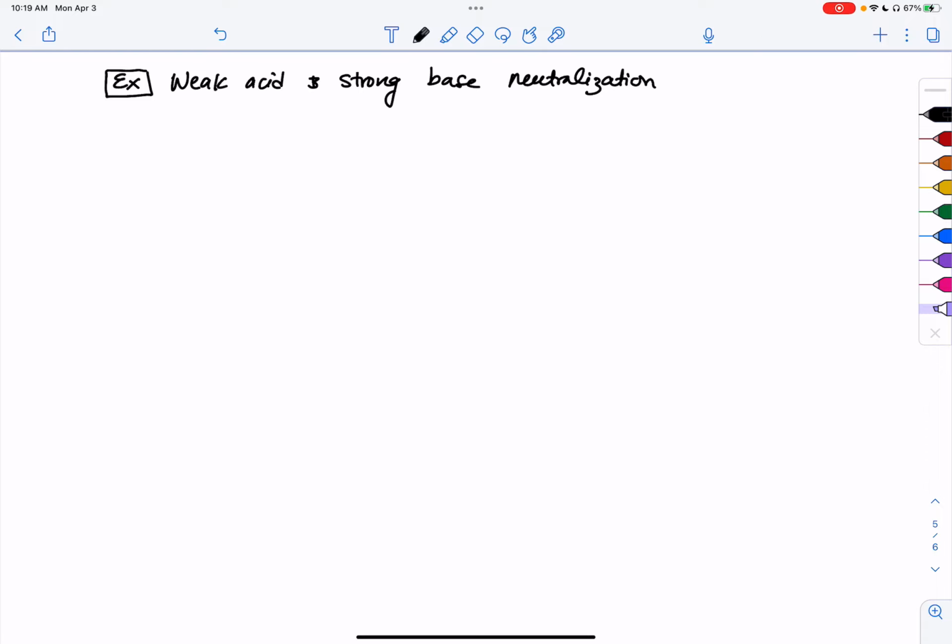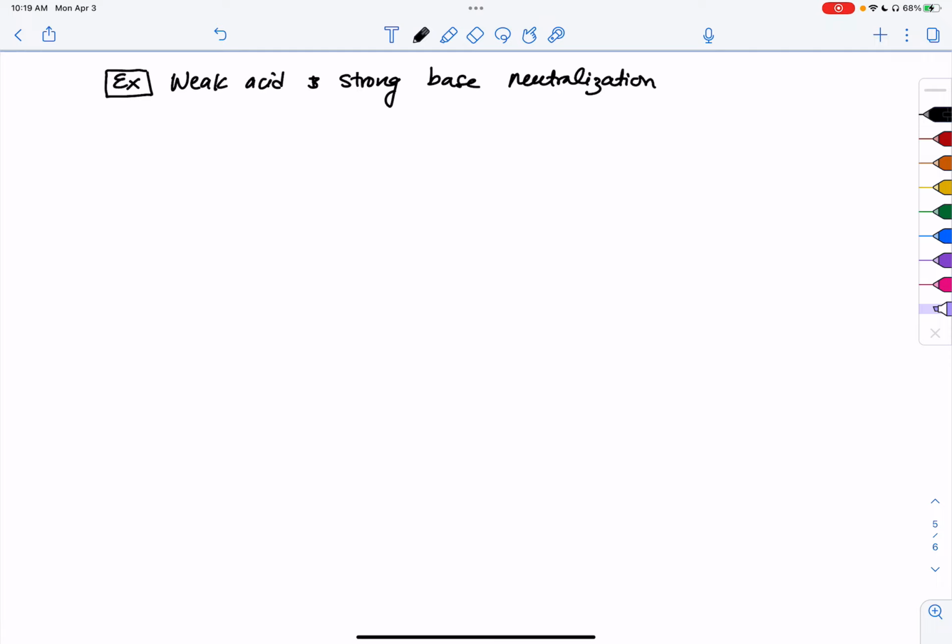Hey, welcome to video 3, part 2, where we discuss neutralization reactions. We just took a look at an example of a strong acid and a strong base reacting to undergo a neutralization, in essence, to form liquid water as the resulting product of their double displacement.